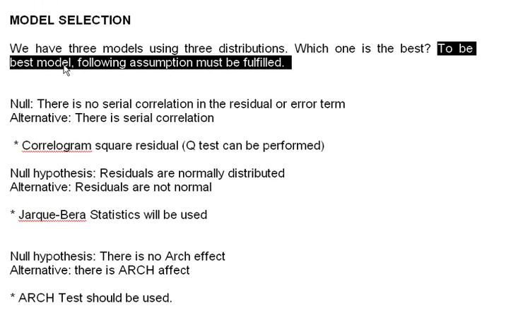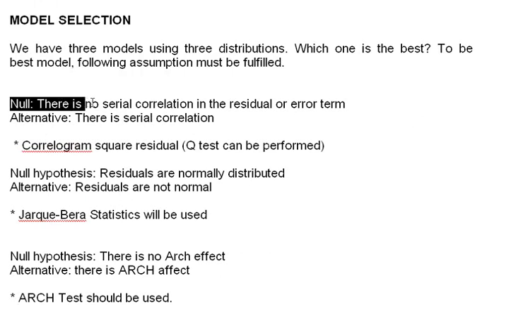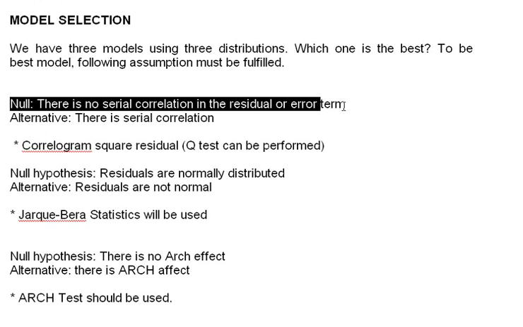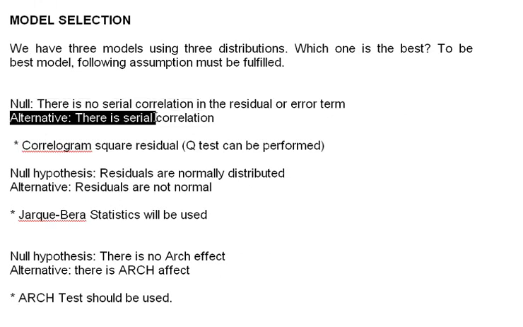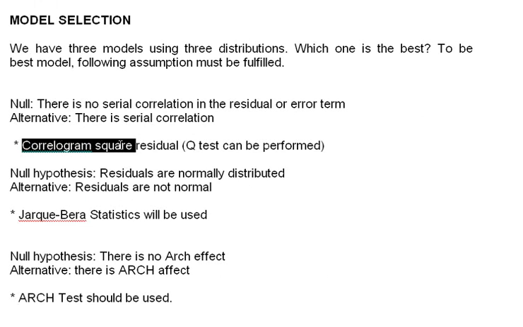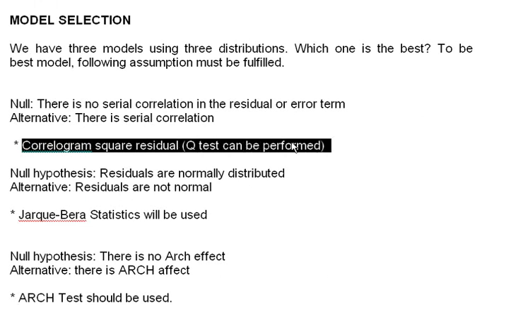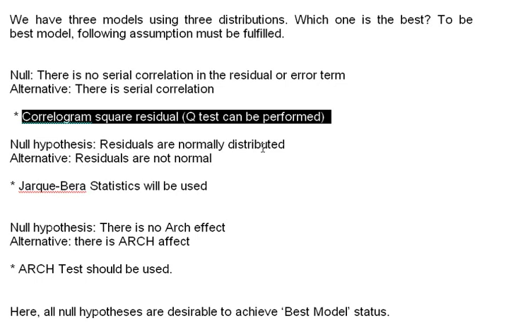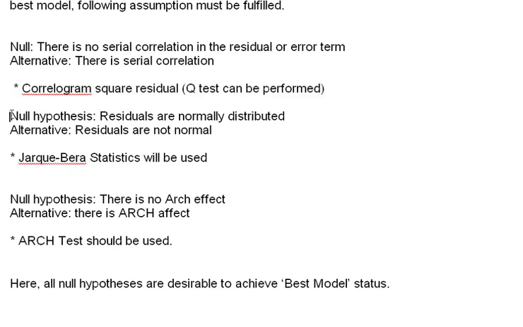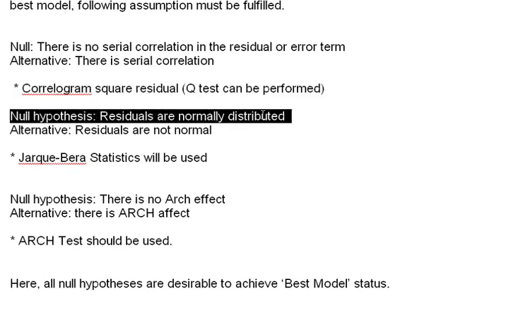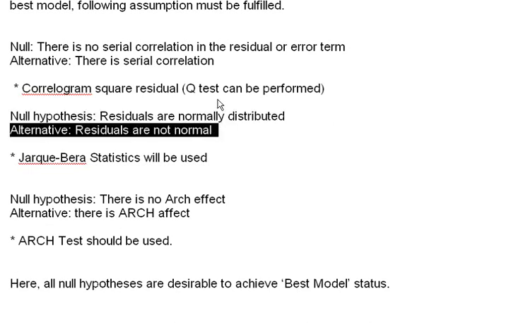First assumption, null hypothesis: there is no serial correlation. Alternative: there is serial correlation. How to check it? Using correlogram of squared residuals or Q-test. Then the second hypothesis: residuals are normally distributed. Alternative: are not normal. This one can be tested using Jarque-Bera statistics.